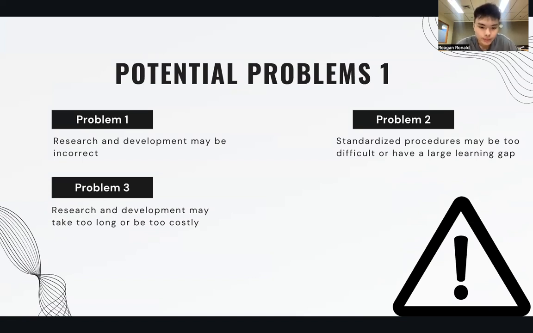Another potential problem is that the workers might struggle with the standardized procedures, and our managers will be present to help them. They might not be able to follow these steps, causing OZ Airline to have to look for new workers, which will cost even more money.